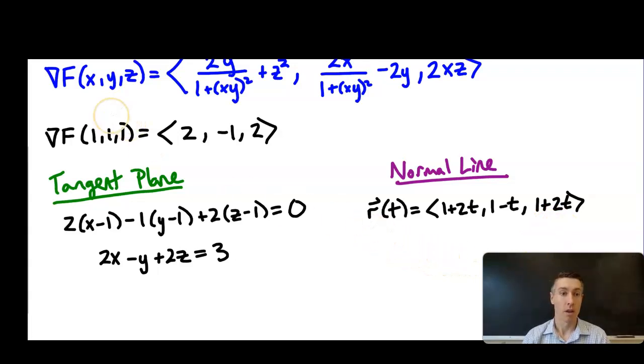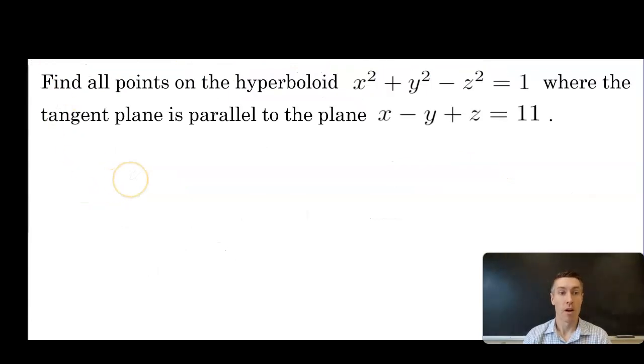All right, so let's move into our next example. Find all points on the hyperboloid x squared plus y squared minus z squared equals 1, where the tangent plane is parallel to the plane x minus y plus z equals 11. So same ideas, but the application's a bit different. So here we're not looking to write the equation of the tangent plane, we're looking for points on the surface that we're given where the tangent plane is going to be parallel to the plane that they gave us.